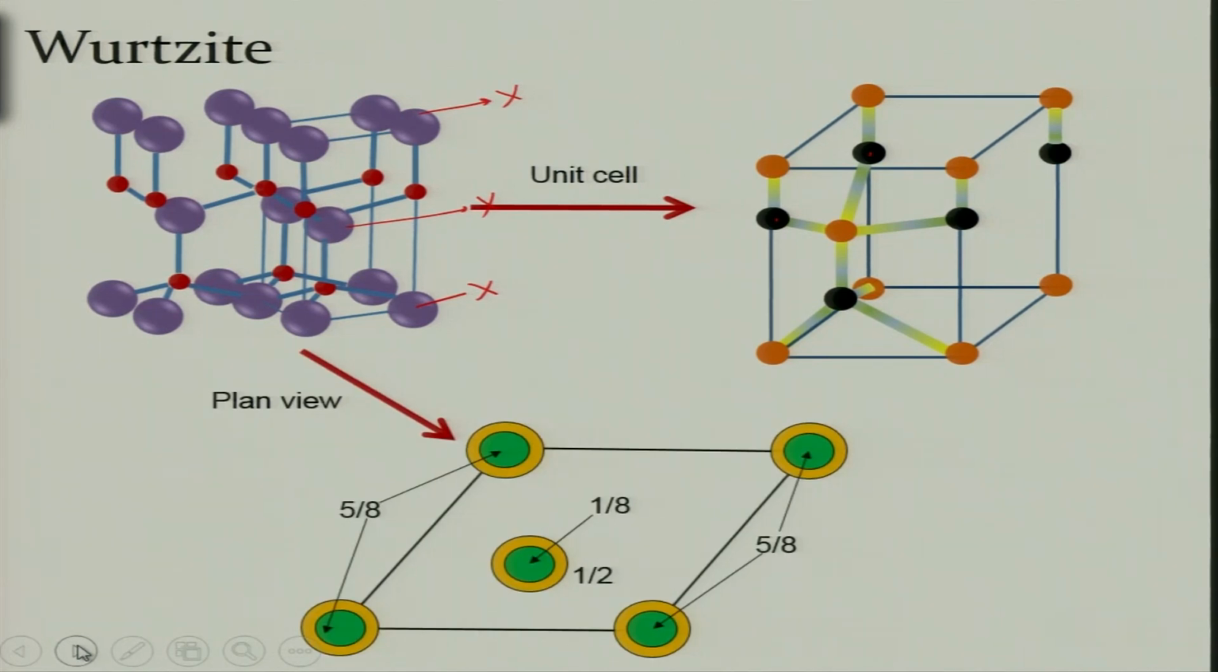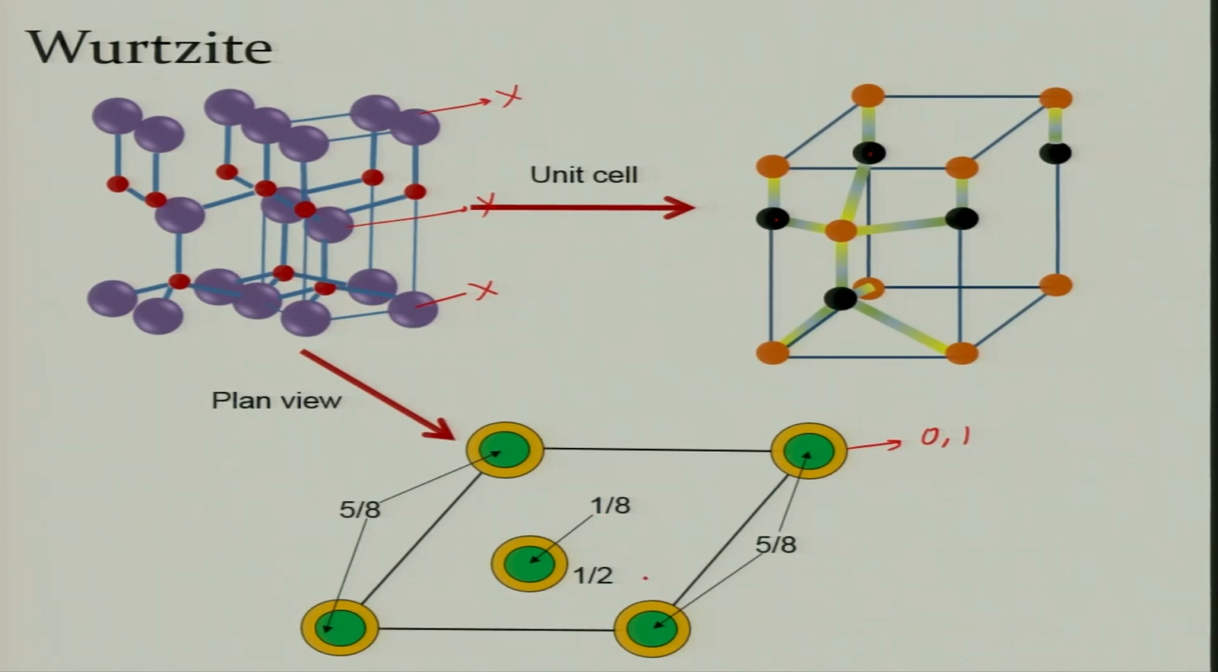And if you look at the plan view, this is how it is going to look. The orange ones are anions at 0, 1. You have another anion sitting at the half position right in the middle of the unit cell, but then you have a cation sitting at position 5 by 8 along the C axis and another cation sitting at 1 by 8. So 5 by 8 minus 1 by 8 will be 1 by 2, right? So there is a displacement of half.